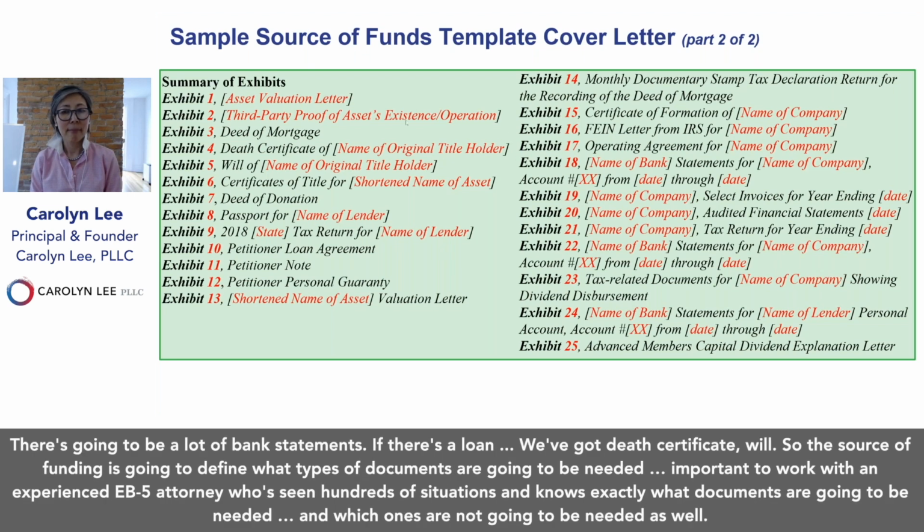There's going to be a lot of bank statements. If there's a loan, we've got death certificate, will. So the source of funding is going to define what types of documents are going to be needed. It's important to work with an experienced EB-5 attorney who's seen hundreds of situations and knows exactly what documents are going to be needed and which ones are not going to be needed as well.